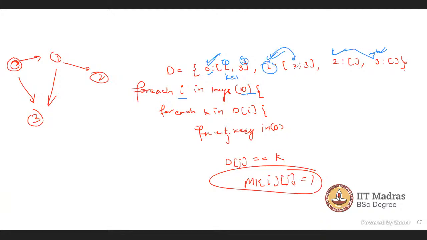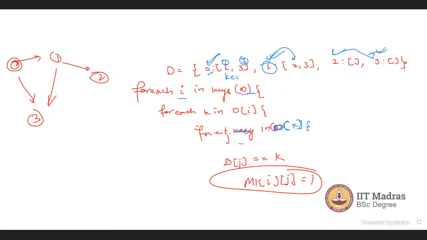2, 3. How many have connected? So 2, 3 is connected, okay? Yes, sir. 1, 2, 3 is connected. So for each key in D, each J in D of K, okay? J in D of K, okay. D of K, yes.